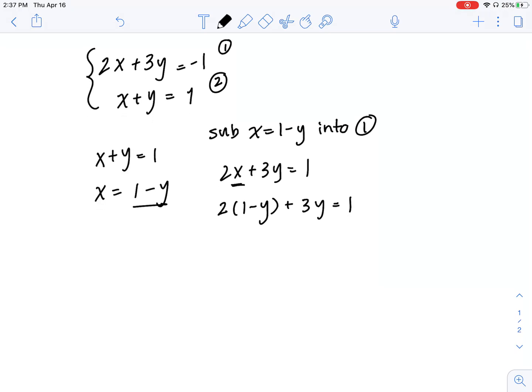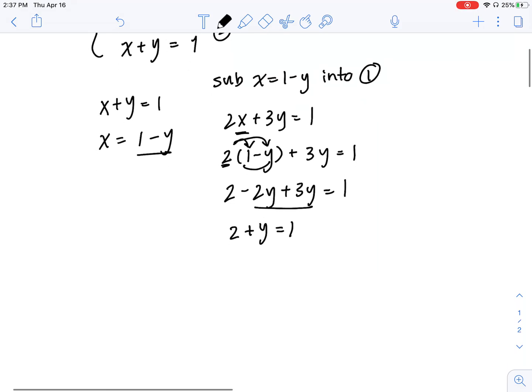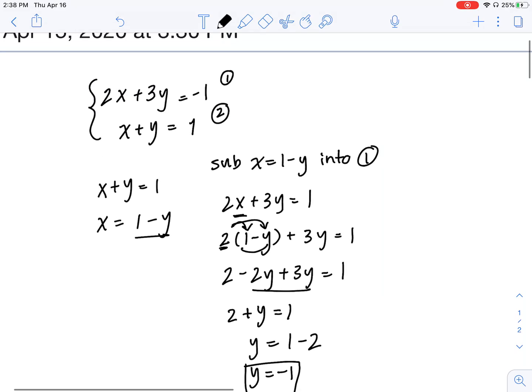Now that my entire equation is in terms of y, I can actually solve for y. So let me start by distributing this 2 into every term in that bracket. 2 minus 2y plus 3y equals minus 1. Add the like terms. 2 plus y equals minus 1. y equals minus 1 minus 2. y equals minus 3. Now that I have my solution for y, I can sub that back into equation 2.